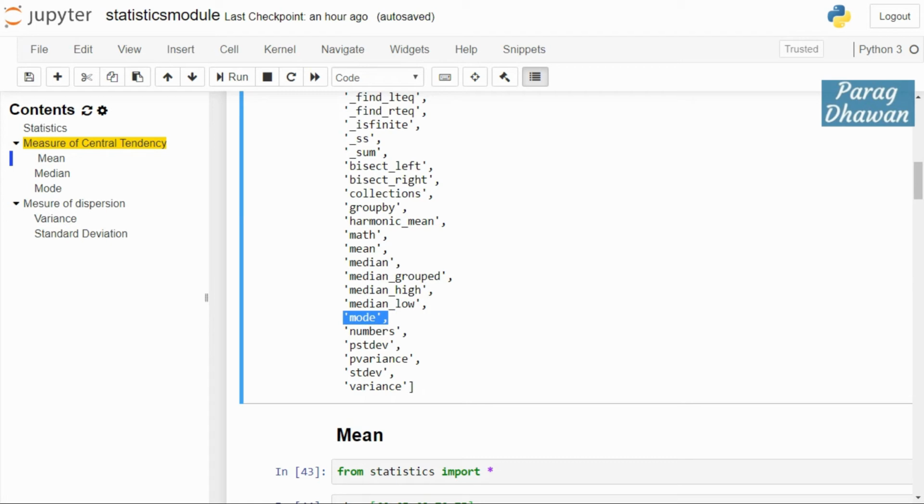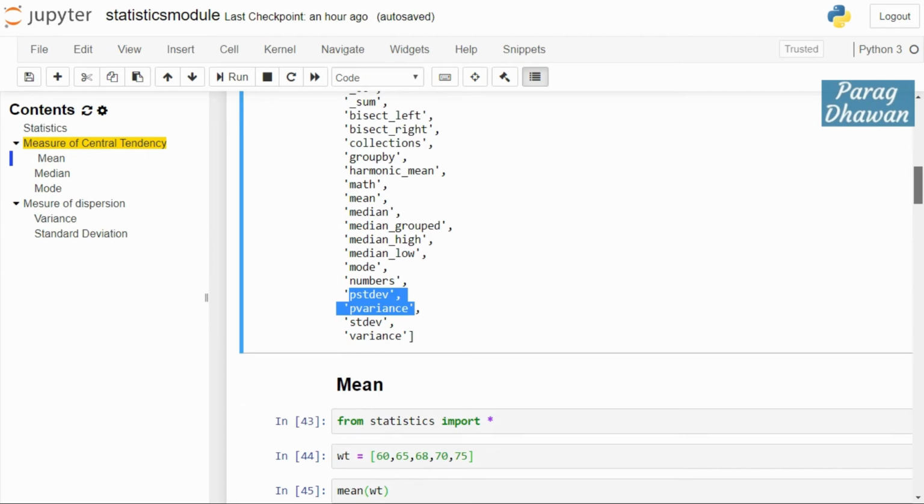PSTDEV and PVARIANCE are population standard deviation and population variance. STDEV and VARIANCE are for sample standard deviation and sample variance. What is the difference between sample and population? You don't perform computation on the complete population. You perform computation on the sample and use those computations to analyze or describe the population.